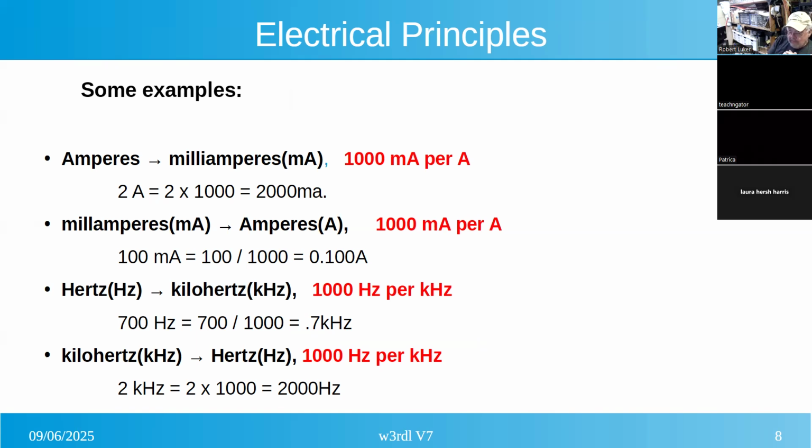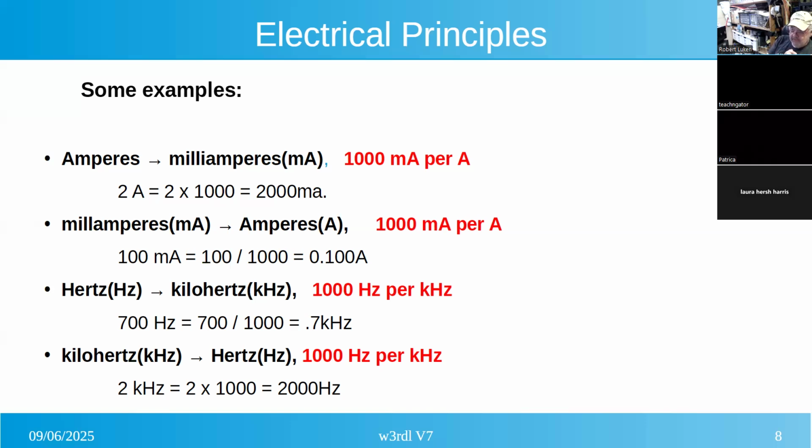If you were going the other way, if you had milliamps and you wanted to know how many amps that was, remember again, there's 1,000 milliamps per amp. So in this case, you want to divide. So you would divide the 100 by 1,000 milliamps per amp and come out with 1/10 of an amp.